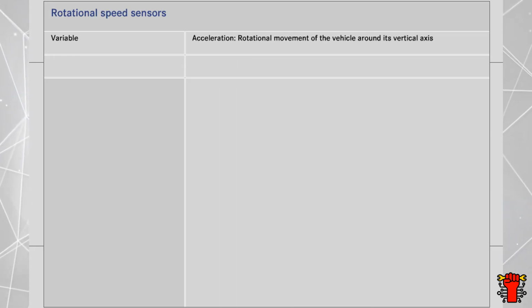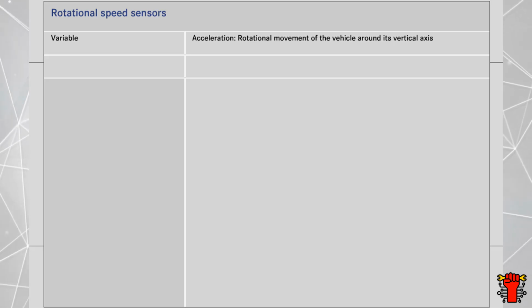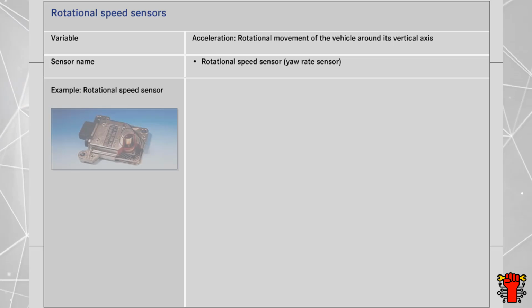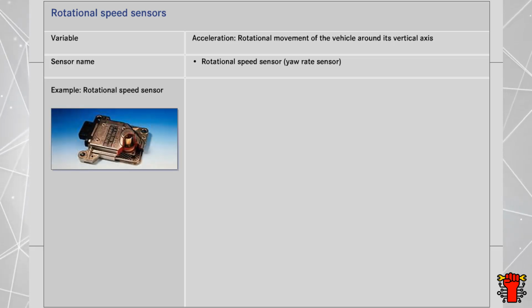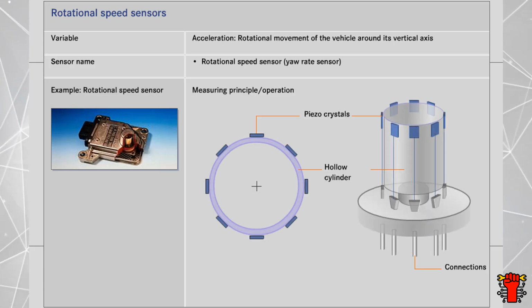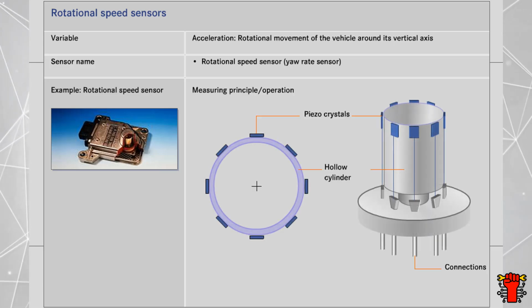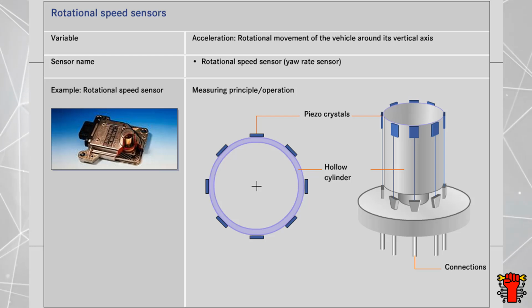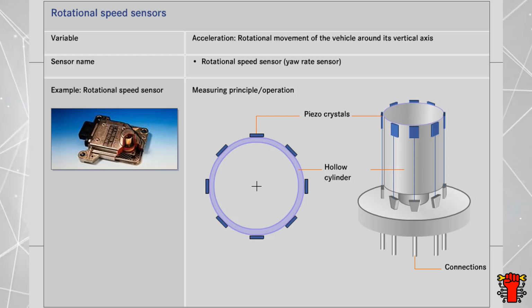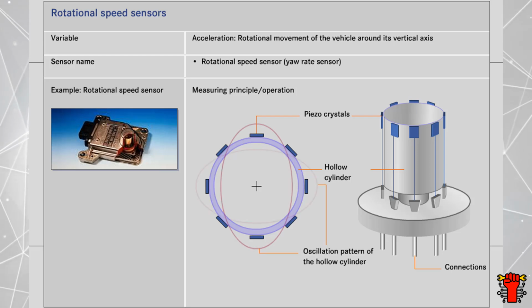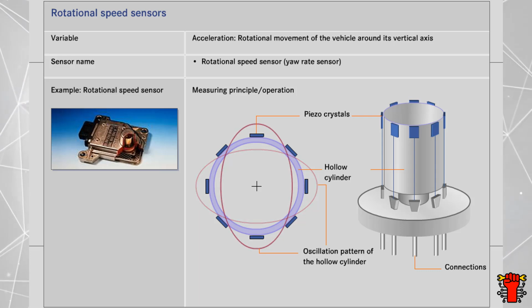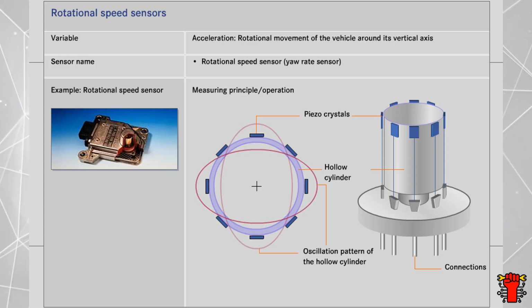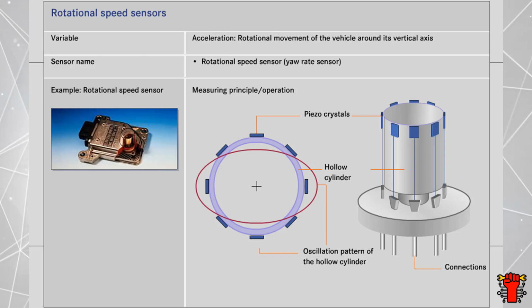Vehicles are not only subjected to longitudinal and lateral acceleration, they can also be subject to rotational movements around the vertical axis. This type of acceleration can be registered by rotational speed sensors or yaw rate sensors. Many of these sensors are based on a hollow metallic cylinder capable of oscillating, on which piezo crystals are arranged opposite each other. The hollow cylinder is installed in a vertical position in the vehicle and is induced to oscillate each time by two pairs of diametrically opposed piezo crystals.